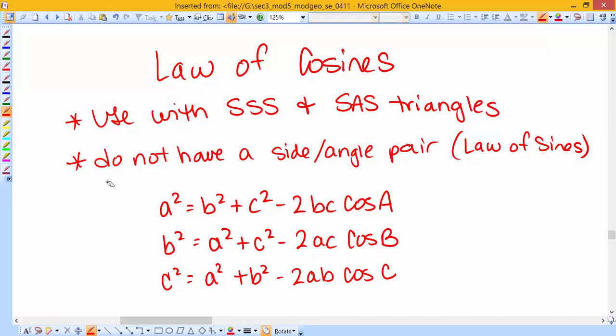Remember, to use the law of sines, you must have a side angle pair. So if you don't have that side angle pair, this now allows us to solve a non-right triangle without having to create two right triangles and then going through the right triangle trigonometry process pretty extensively.